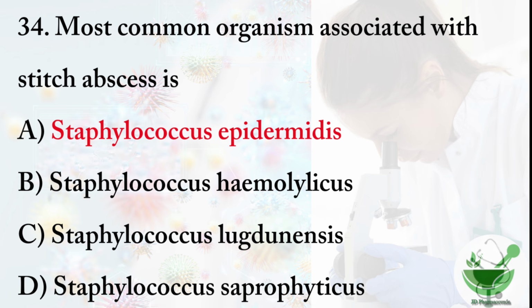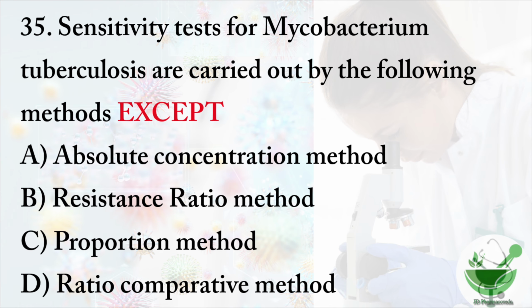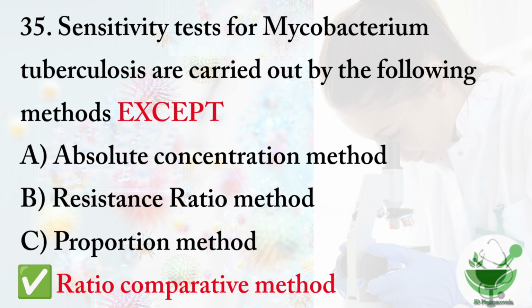Then question number 35, sensitivity tests for Mycobacterium tuberculosis are carried out by the following methods except. The options are option A, absolute concentration method, option B, resistance ratio method, option C, proportion method, and option D, ratio comparative method. So the right option is option D, ratio comparative method.